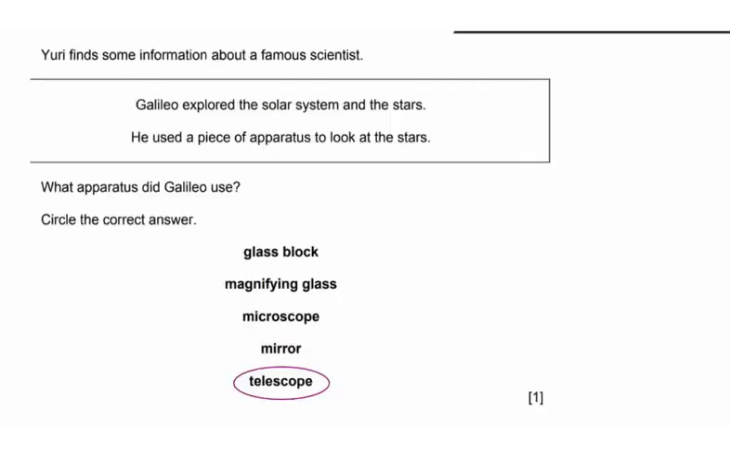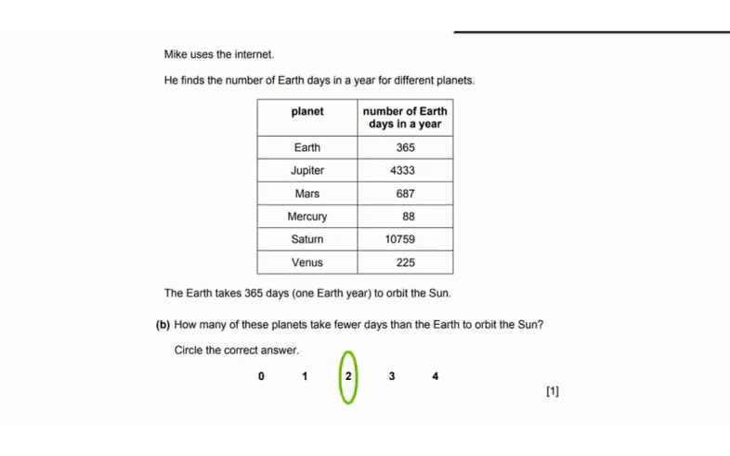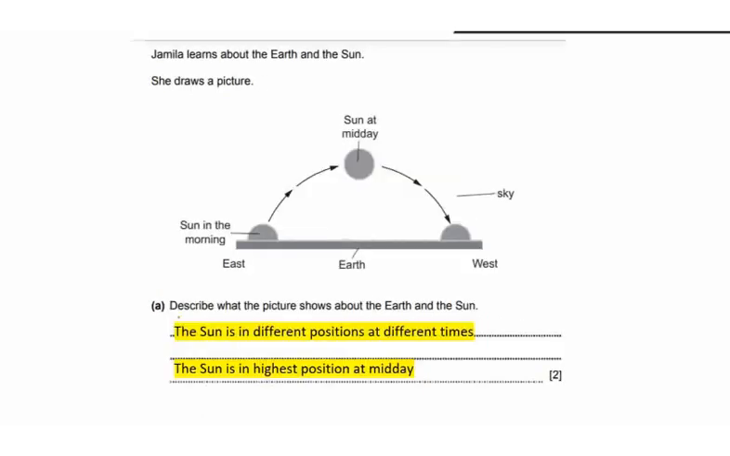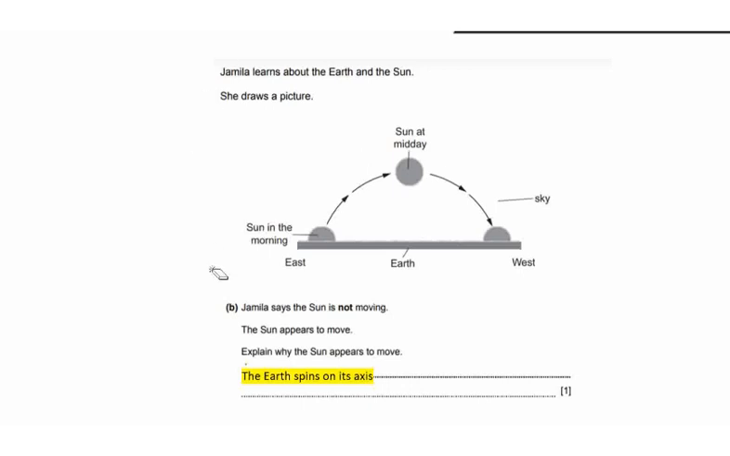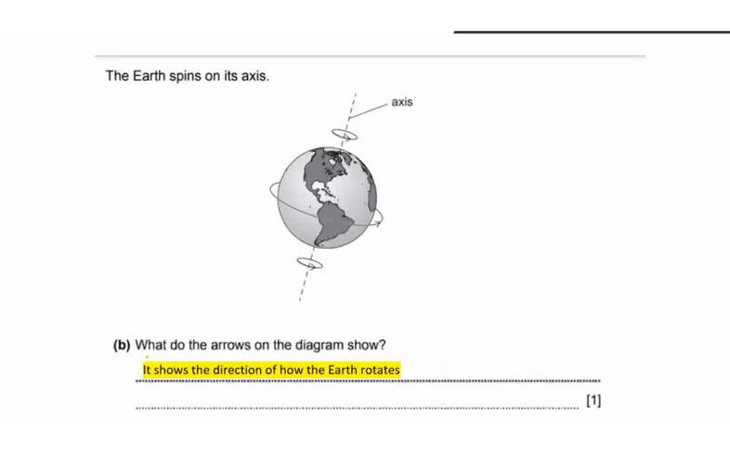Hi guys, this is the mark scheme for question number 1. This is the mark scheme for question number 2A. And this is the mark scheme for question 2B. And this is the mark scheme for question 3A. And this is the mark scheme for question 3B. Here is the mark scheme for question 4A. Here is the mark scheme for question 4B.